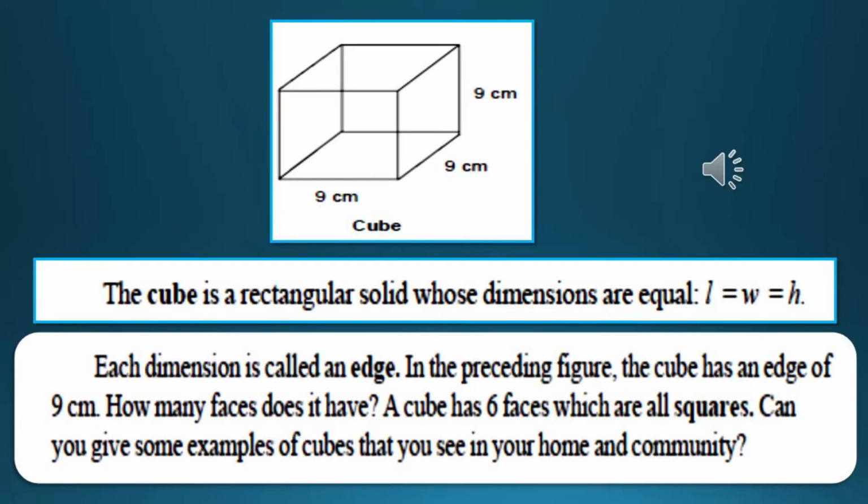The cube is a rectangular solid whose dimensions are equal: the length, the width, and the height. Each dimension is called an edge. In the preceding figure, the cube has an edge of 9 cm. How many faces does it have? A cube has 6 faces which are all squares. Can you give some examples of cubes that you see in your home and community?